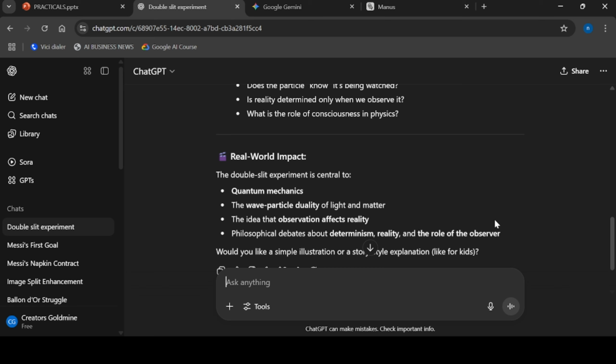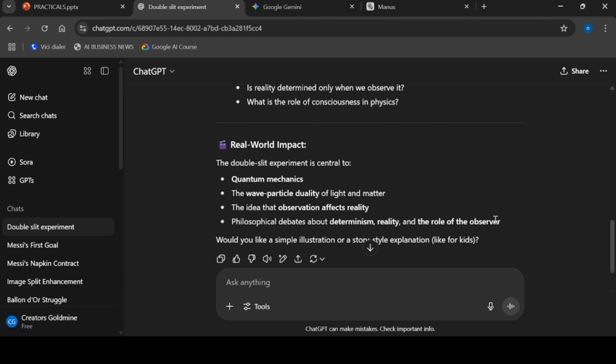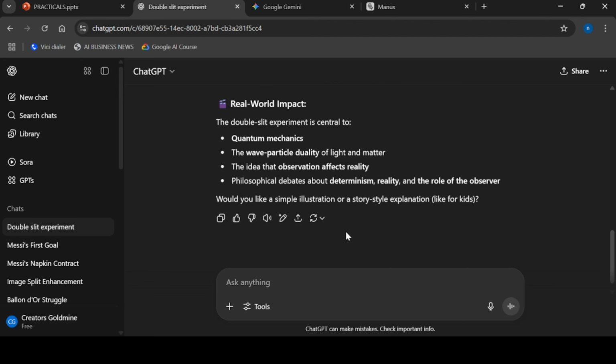Now, let's see the real world impact. The double slit experiment is central to, one, quantum mechanics; secondly, the wave-particle duality of light and matter; thirdly, the idea that observation affects reality; and the fourth one, philosophical debates about determinism, reality, and the role of the observer. Would you like a simple illustration or story style explanation, like for kids?